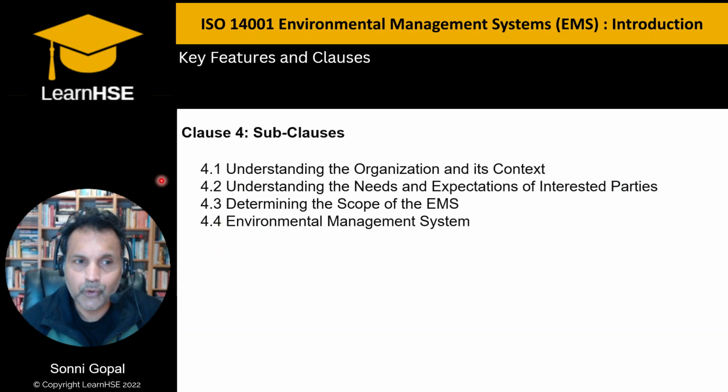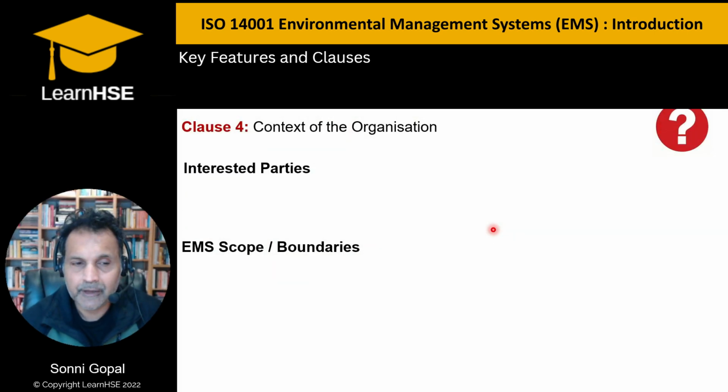Now, in Clause 4, there are 4 sub-clauses, 4.1 to 4.4. We talk about the organization and its context, the needs and expectations, what the scope of an EMS is, and also the environmental management system. Firstly, interested parties and EMS scope and boundaries.